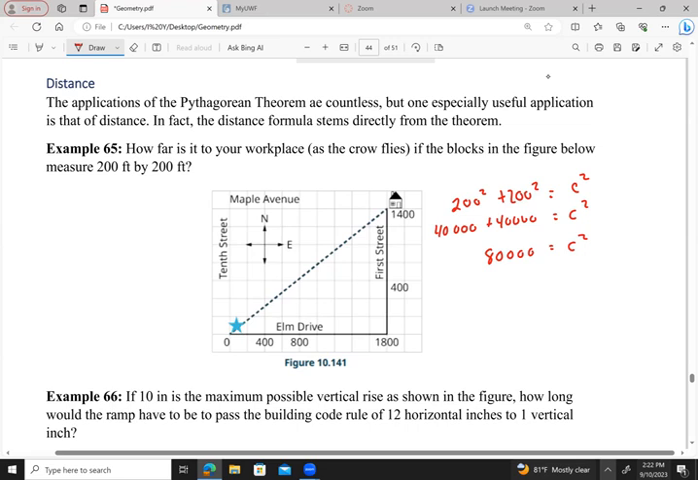And again, you should have a square root button on your calculator, in which case this is easy enough to do. And I get, rounded to two decimal places, 282.84 feet. And that's c, not c squared.